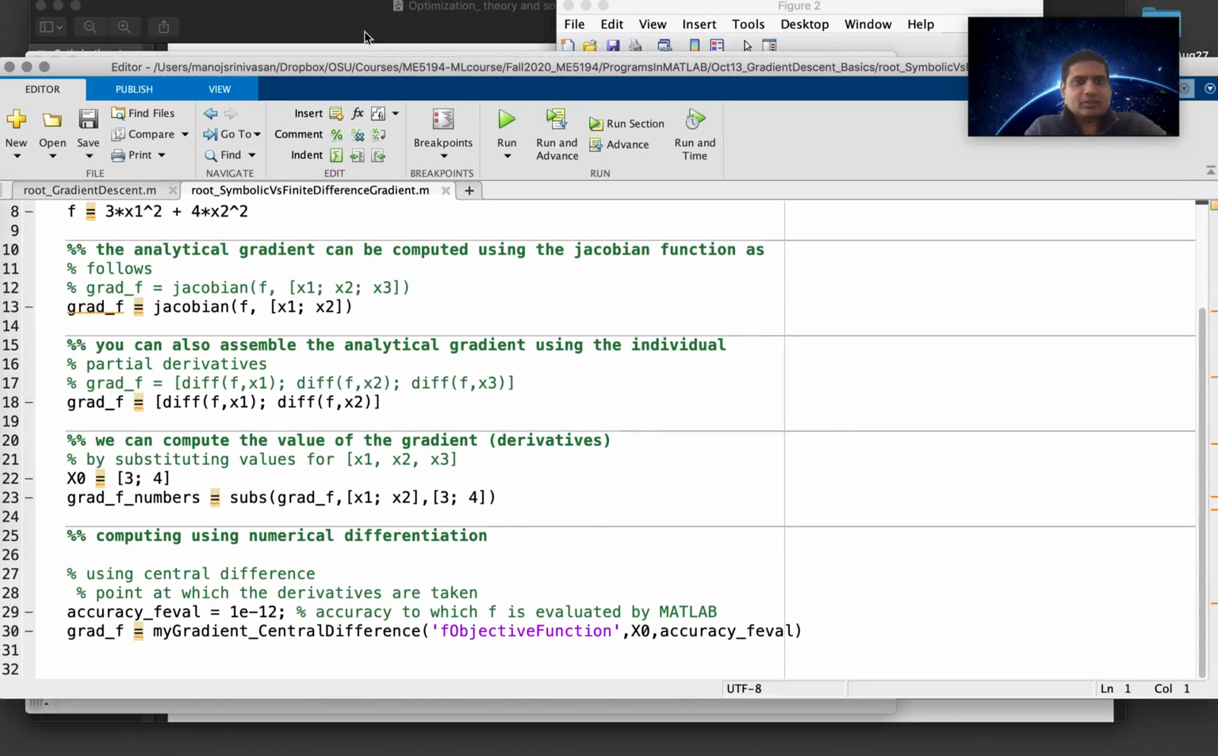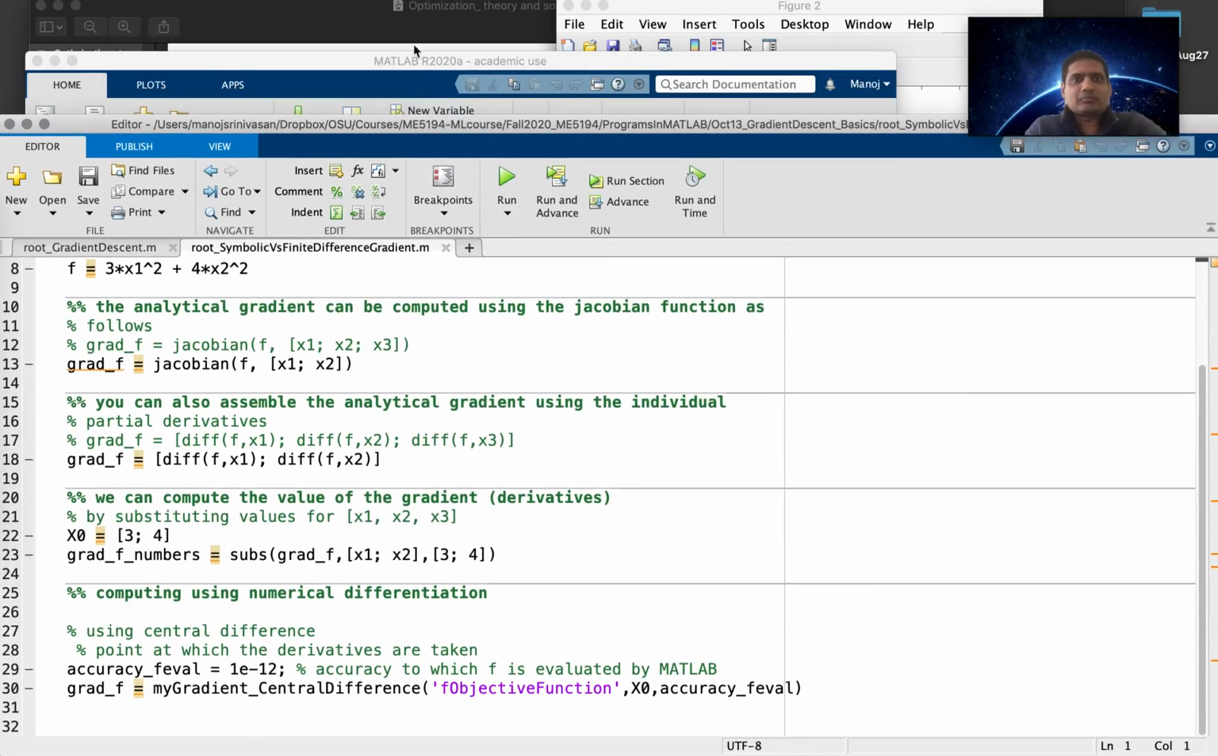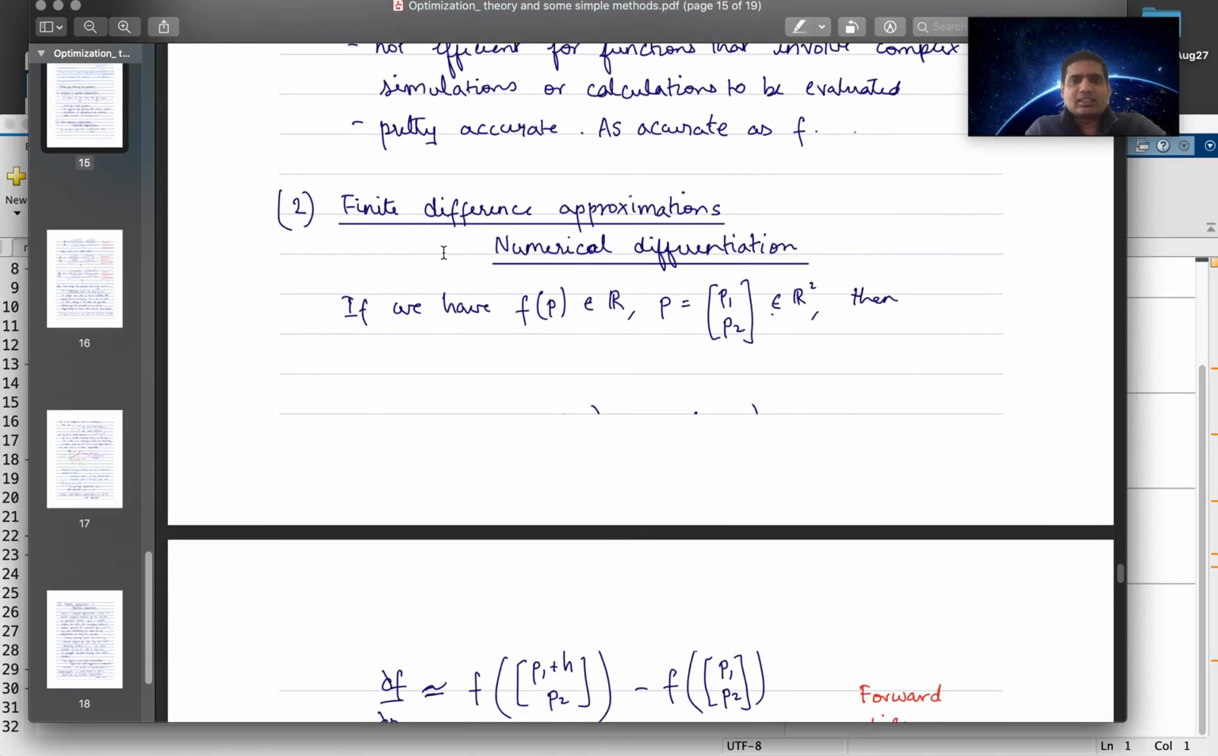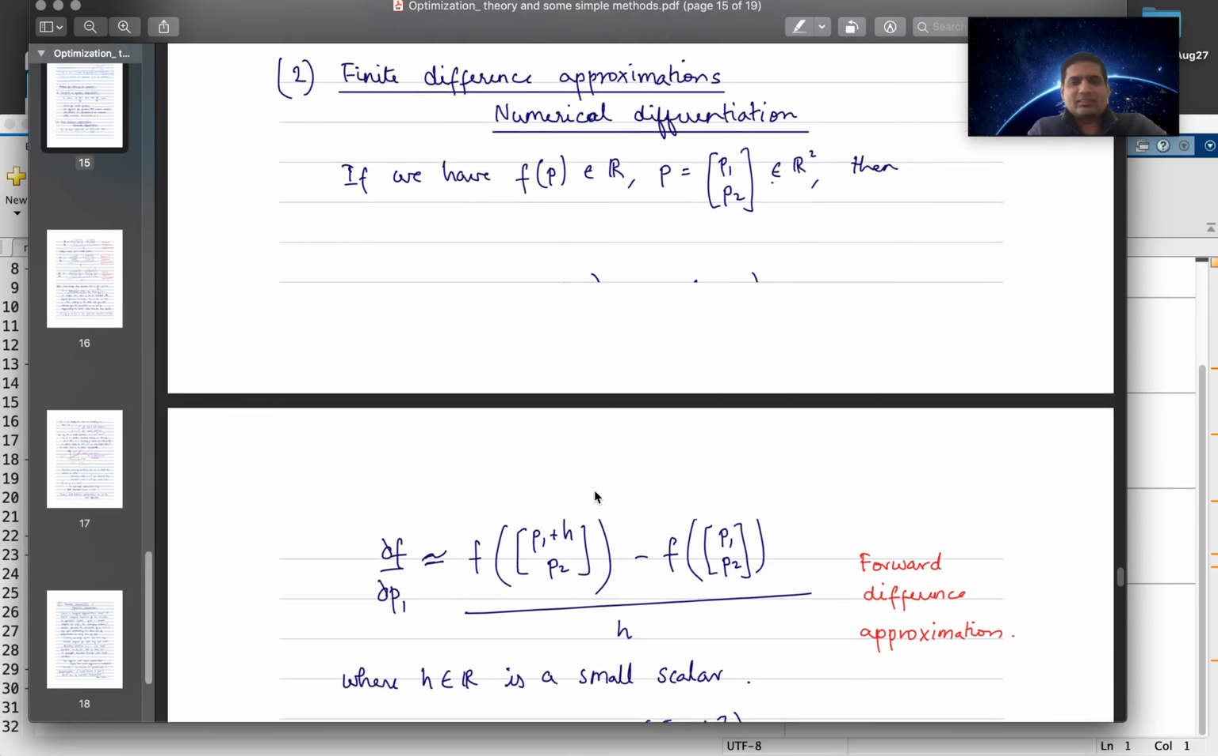Okay, so let's just go through the other methods for finding gradients. Another standard method that people might use to compute gradients is a finite difference approximation, also called numerical differentiation or the method of divided differences. And the idea is really simple.